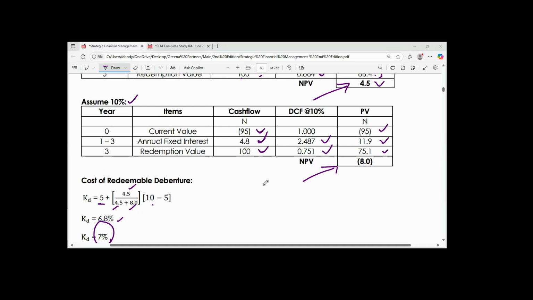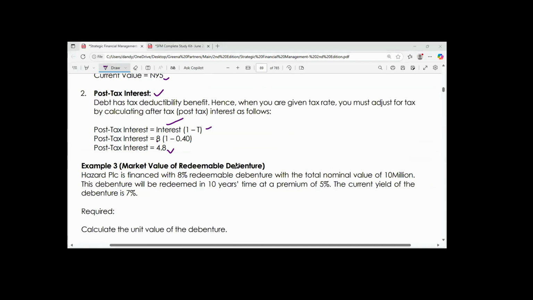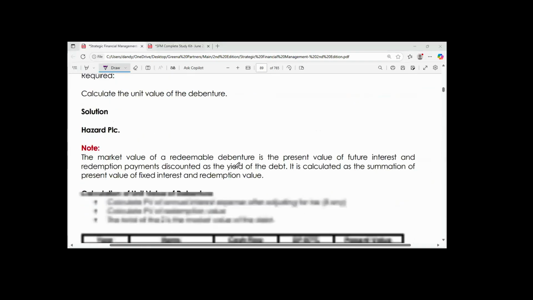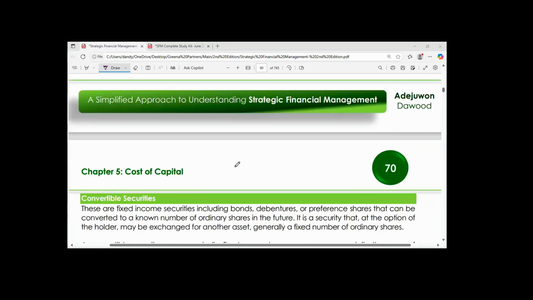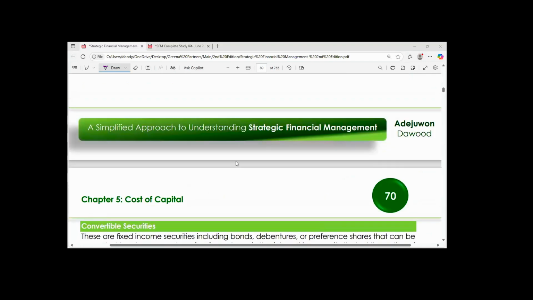All right, so if there's no question, let's move on. At this point, let's go to the cost of convertible securities. Okay, let's talk about the cost of convertible securities. So that it will be faster, let me stop sharing this.